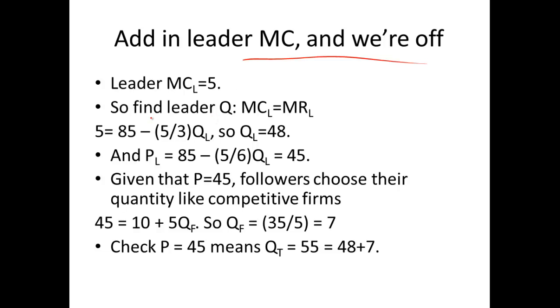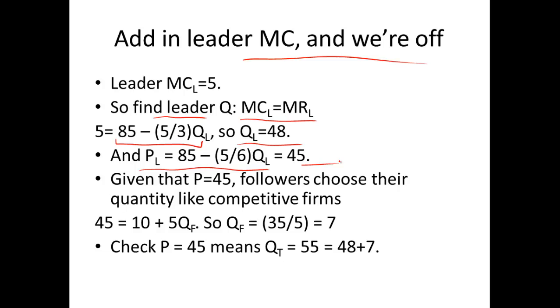How do we find the leader's quantity? Well, we set marginal cost equal to marginal revenue, and so here the marginal revenue we just derived on the previous slide was this. There's MC. Solving that gives us QL of 48. Getting the leader's price requires us to plug the leader's quantity back into the leader's demand curve. Doing that gives us 45.